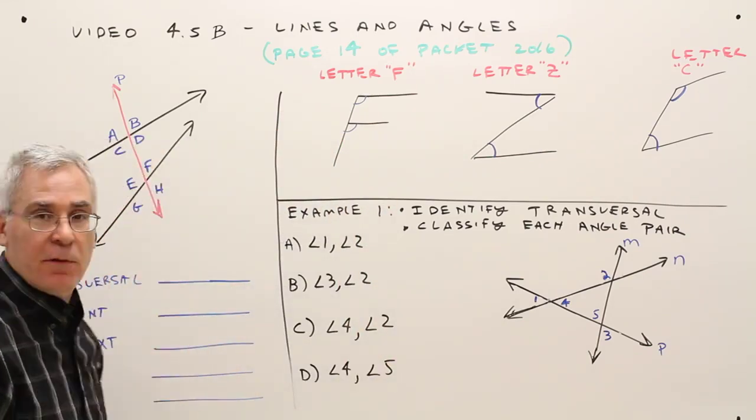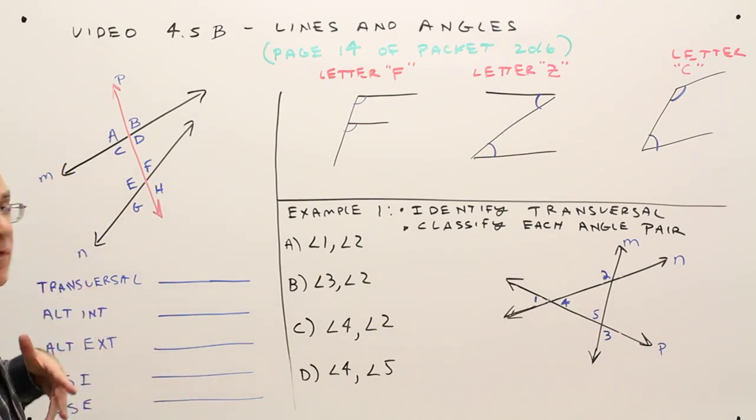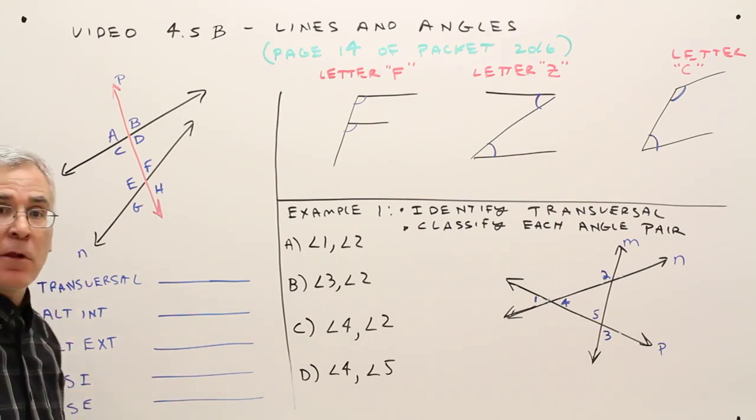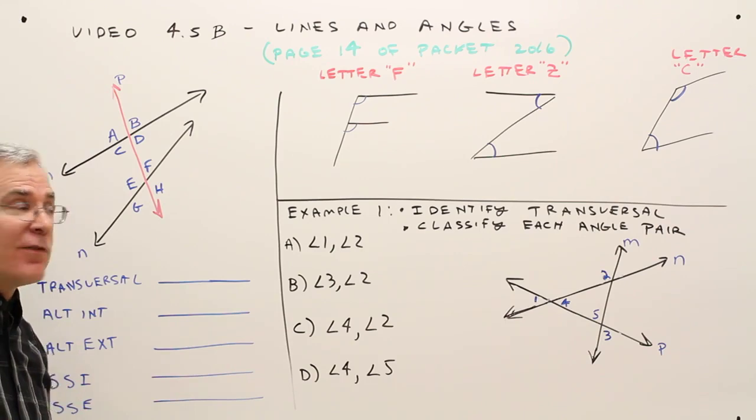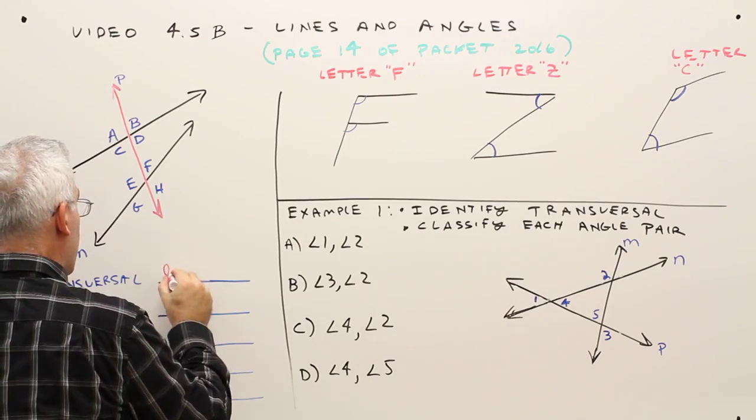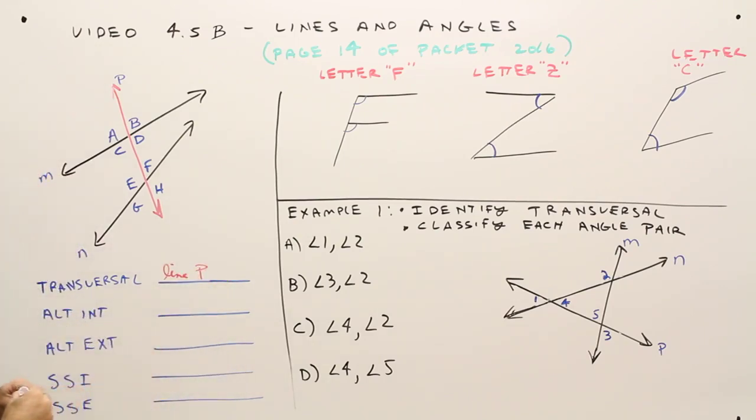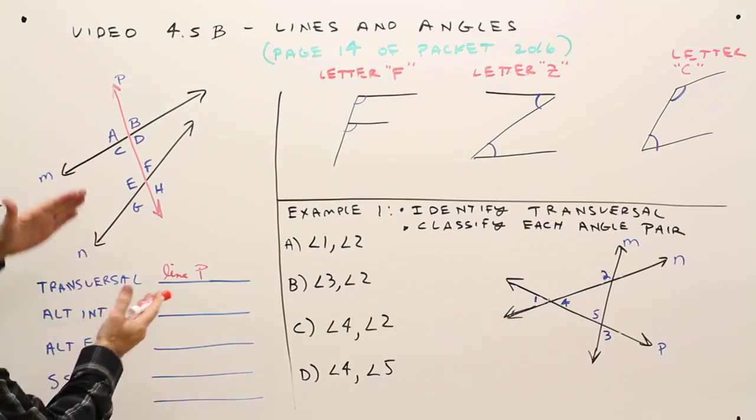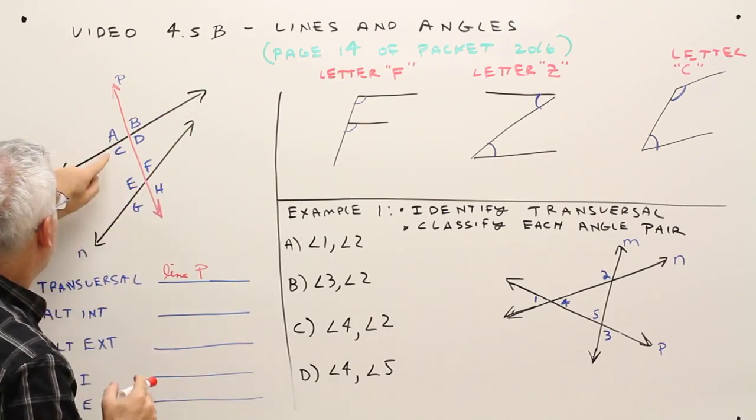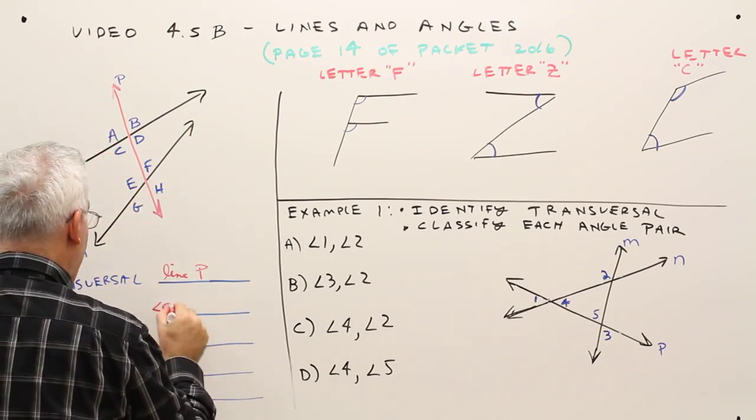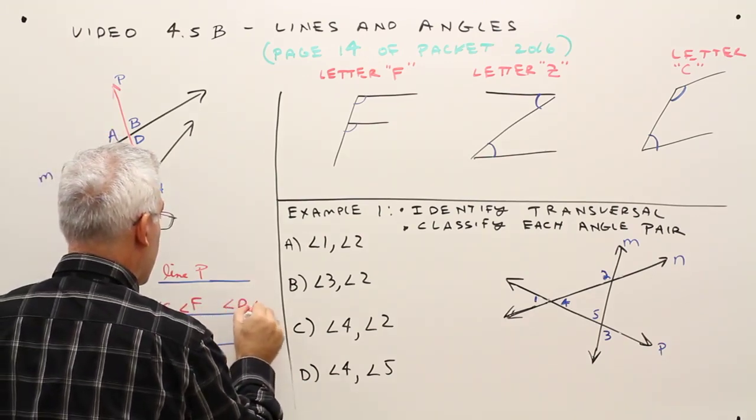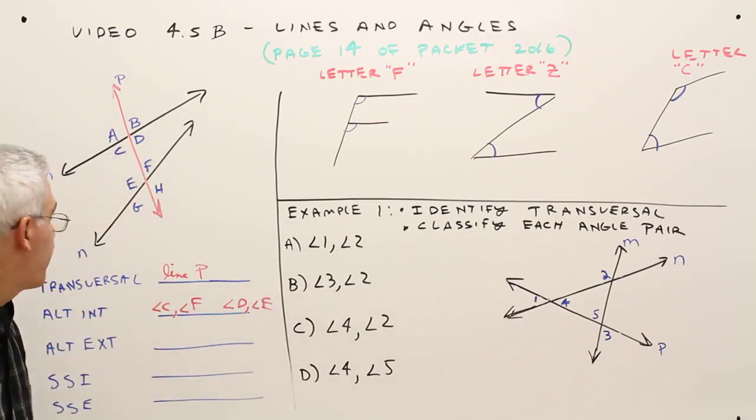So over here, this is a very similar problem. What we want to do is identify the transversal and then these angles here. So again, the transversal, a line that intersects two different lines at two different points. Looks like line P does that. So for the transversal, I'll say line P. Alternate interior angles, so those are going to be on the interior and alternating sides of the transversal. So I'll go C and F, angle C, angle F, and angle D and angle E. I'll use the angle symbols now.